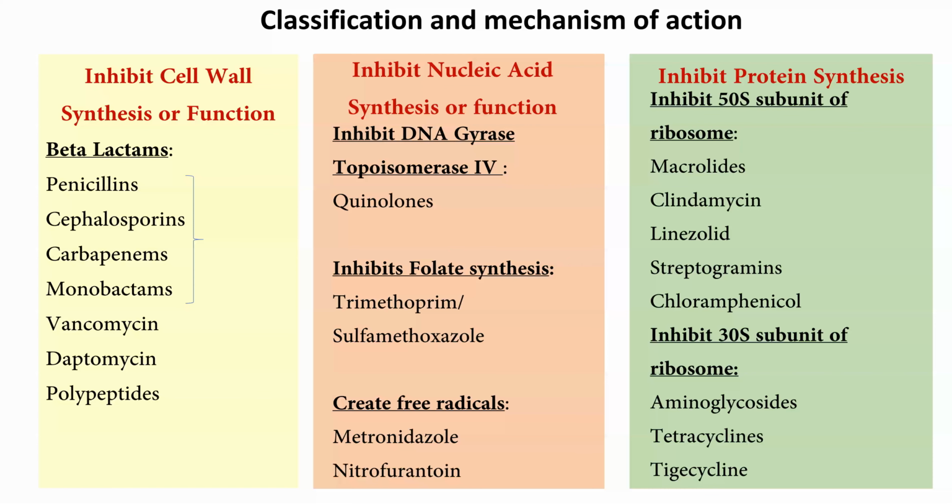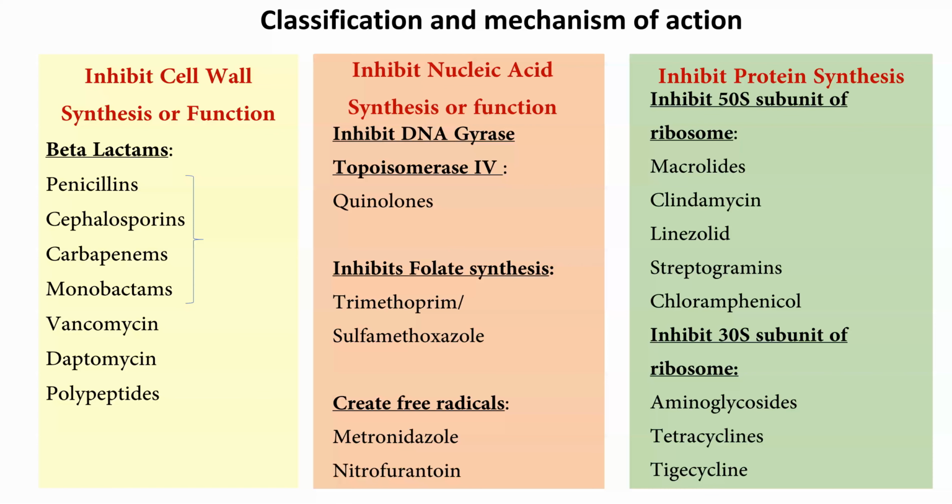Antibiotics can inhibit nucleic acid synthesis or function, and these are quinolones. They inhibit DNA gyrase or topoisomerase 4 enzyme. They also inhibit folate synthesis, and these are trimethoprim and sulfamethoxazole. They can also create free radicals, and these types of medications are metronidazole and nitrofurantoin.